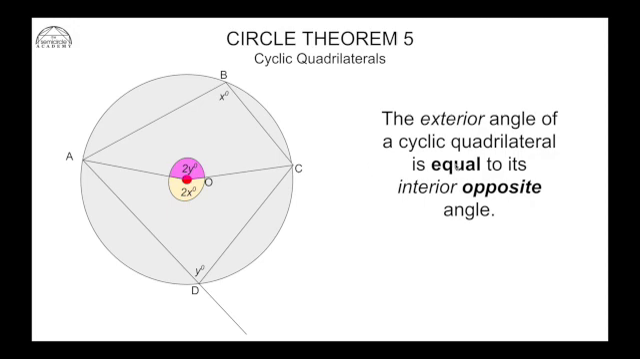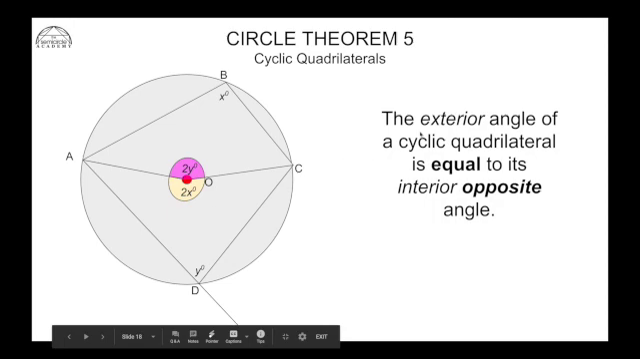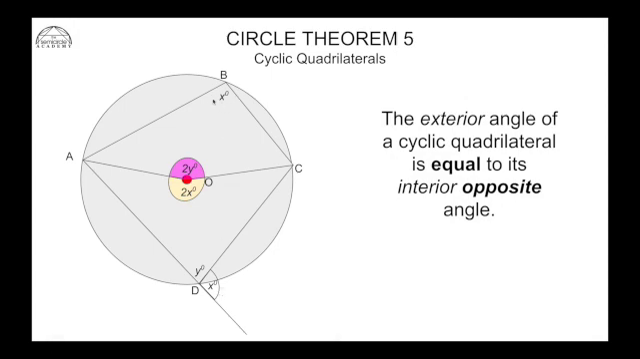Theorem 5. The exterior angle of a cyclic quadrilateral is equal to its interior opposite angle. And we saw this. This isn't anything new. We actually saw this when we were doing quadrilaterals and triangles. The exterior angle, this angle here, you see this angle here, X? Well, this angle here is also equal to this opposite X.